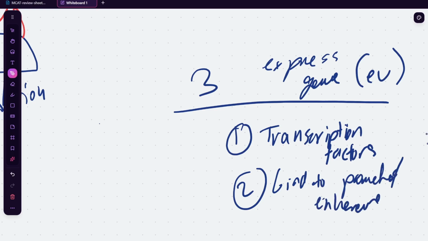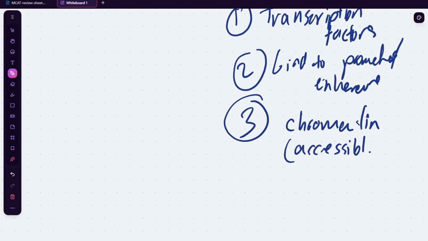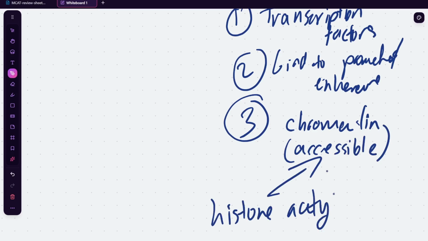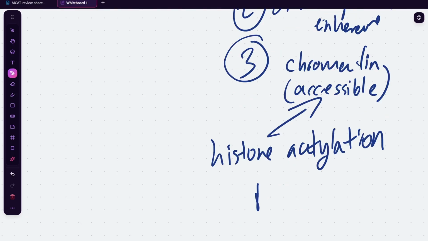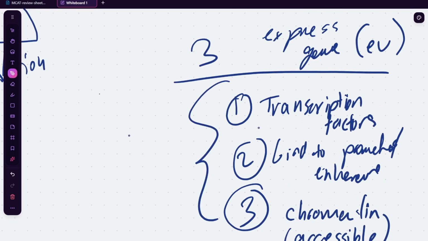And the third thing is that chromatin must be open or accessible. So you need histone acetylation to help you with that, to loosen it, not methylation. That process will tighten it and reduce accessibility. Remember that? So if any of these fail, then you won't be able to turn on the gene. So then it wouldn't be expressed.